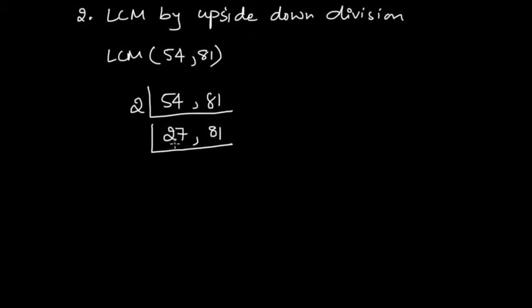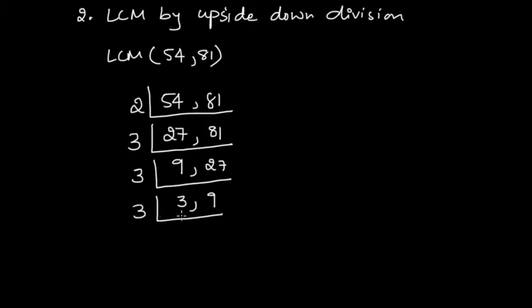And in the next step, we see that 27 and 81 are both odd numbers. So the factor 2 will not work here. So let's go to the next one, 3. Yes, 27 and 81 are divisible by 3. So we have 9, and 81 divided by 3 is 27. Again, we divided by 3. Both of them are divisible by 3. So 9 divided by 3 is 3. 27 divided by 3 is 9. We can do 3 again. 1 and 3.